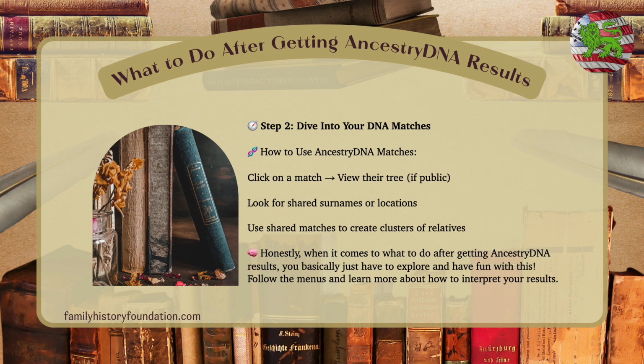Okay. So how to use it, based on what you see here: click on a match, view that person's public tree. If it's made public, you have to have it public. Look for shared surnames or locations, and use shared matches to create clusters of relatives. And you can use the search function within your matches to search by surnames, by trees. You can search by locations. You can just say, with all the matches that I have, the thousands of them, how many actually list this surname? And you can type it in and boom, it comes up.